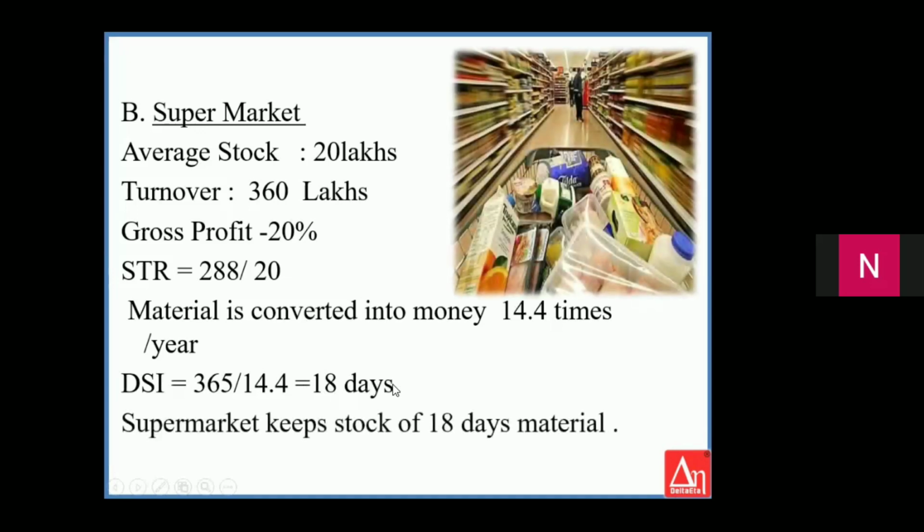It means that the supermarket is stocking material worth 18 days. So the policy of the supermarket should be to increase the sales, reduce the stock kept, so that this 14.4 is maximized. Make it 15, 15.5, 16, 18, 20, so the company becomes better. And the DSI is 18 days. Try to reduce it to 10, 12, whatever it is. Try to minimize it.